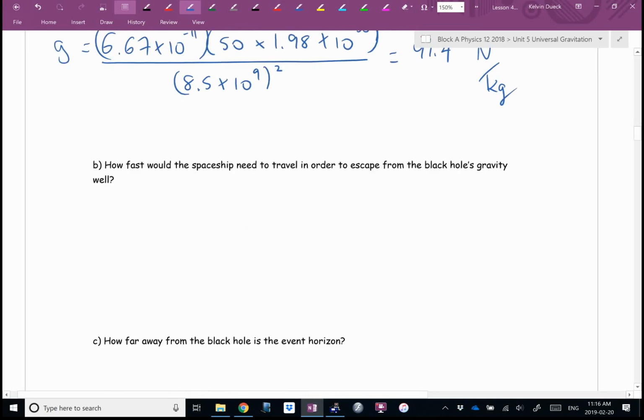How fast would the spaceship need to travel in order to escape from the black hole's gravity well? We want to find escape velocity, which we start out with kinetic energy initial plus potential energy initial equals kinetic energy final plus potential energy final. It's a conservation of energy question. And again, it should be called escape speed because speed is a scalar, but they call it escape velocity, so okay. To escape, what do we want our final potential energy to be? And to do it with a minimum amount of fuel, just perfectly, what do we want our final kinetic energy to be?